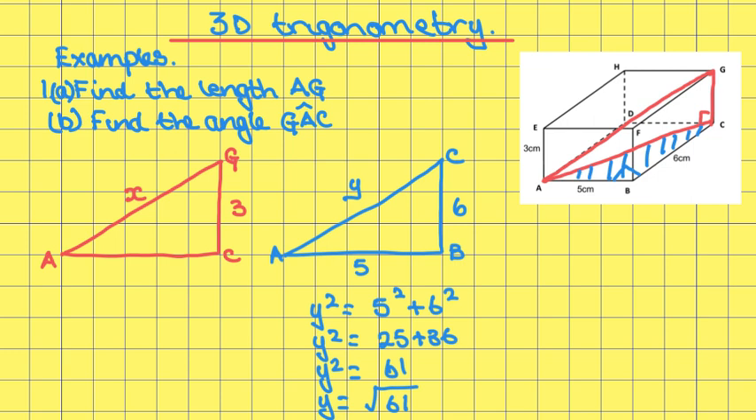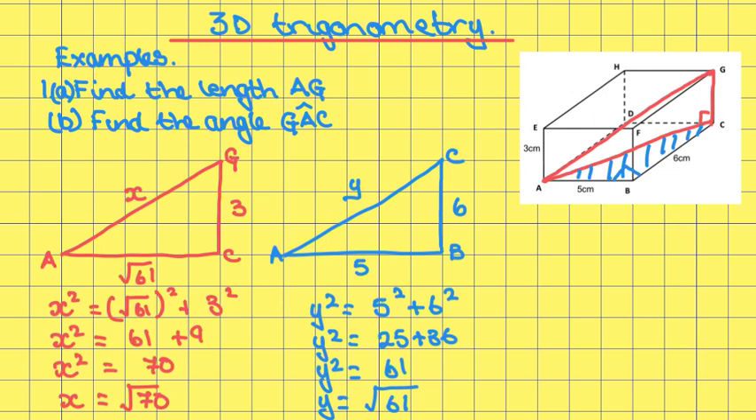I'm not going to find the square root of 61 because I know I'm going to use it again using Pythagoras, so I'm going to square it. So if I go back to this triangle now, I know that AC is the square root of 61. So I can now find X. So X squared is root 61 squared plus 3 squared. So X squared is 61 plus 9. So X squared is 70. So X is the square root of 70, which is equal to 8.3666.